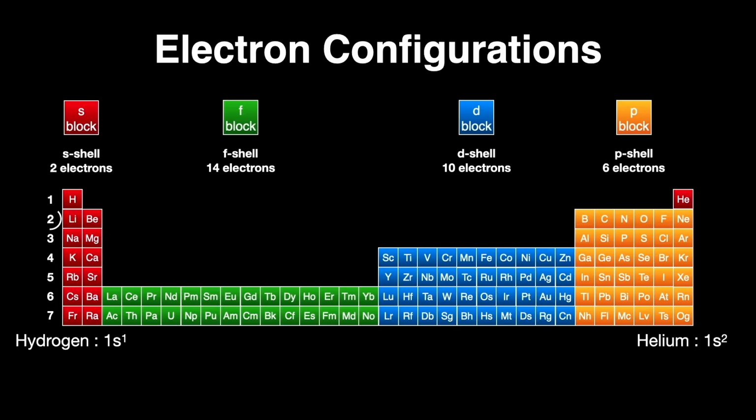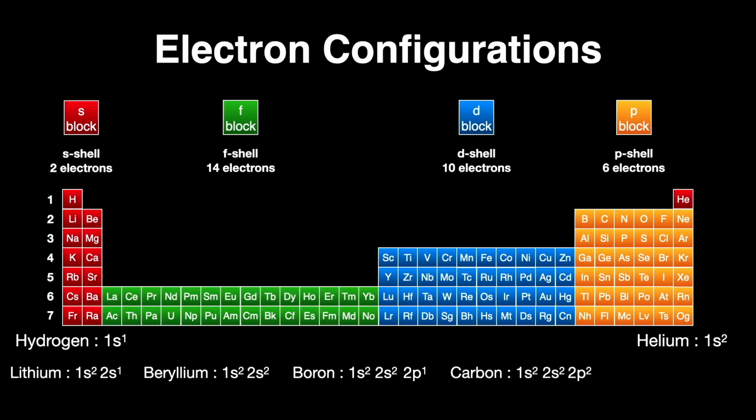Lithium in row, or period 2, has to populate another shell. 1s2, 2s1. Beryllium is 1s2, 2s2. The second s shell is now full. We start work on the p shell. Boron is 1s2, 2s2, 2p1. Next is carbon.